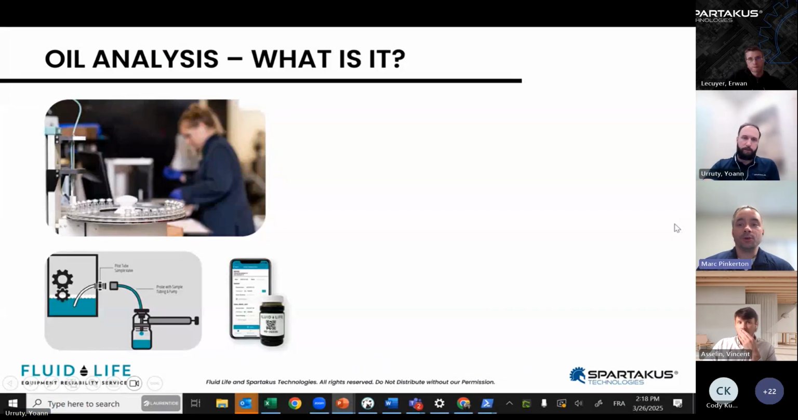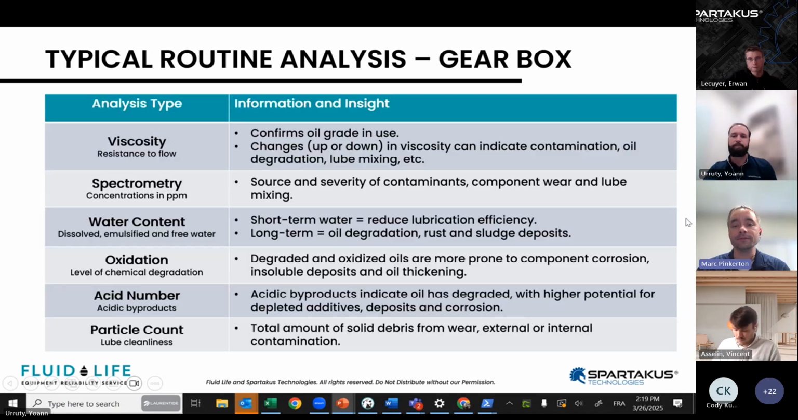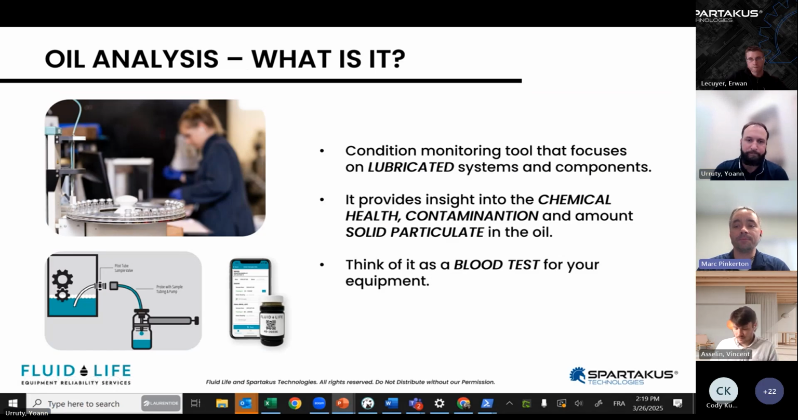Yep. So the first poll we did, we asked what's the usefulness of oil analysis, and one of the answers was, what is oil analysis? So we'll take a step back here and just go to the super basics of what oil analysis is. So if you're completely unfamiliar with oil analysis, it's a condition monitoring tool, just like vibration or thermography or ultrasonic or anything like that, except it's a tool that focuses more on lubricated systems, right? So grease, oil, stuff like that.